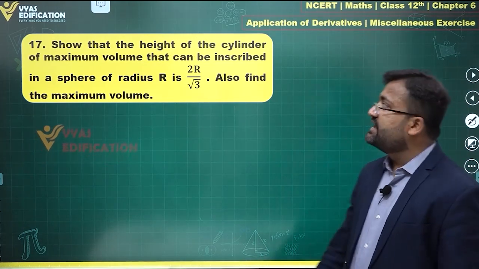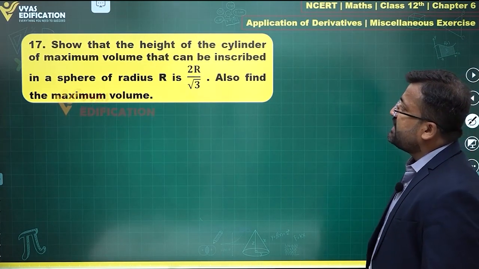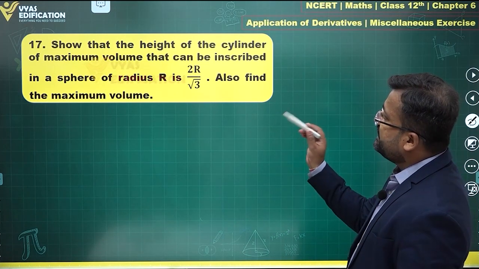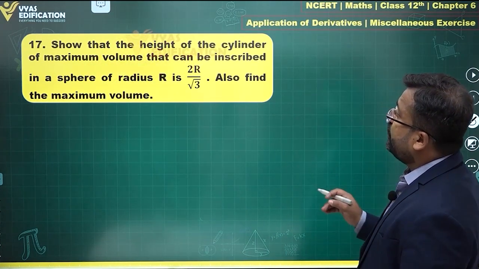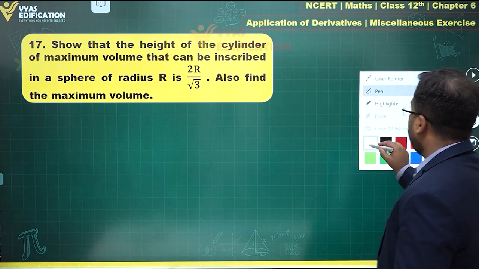The 17th question says that show that the height of the cylinder of maximum volume that can be inscribed in a sphere of radius r is this. Height of cylinder of maximum volume inside a sphere. Okay, also find the maximum volume.